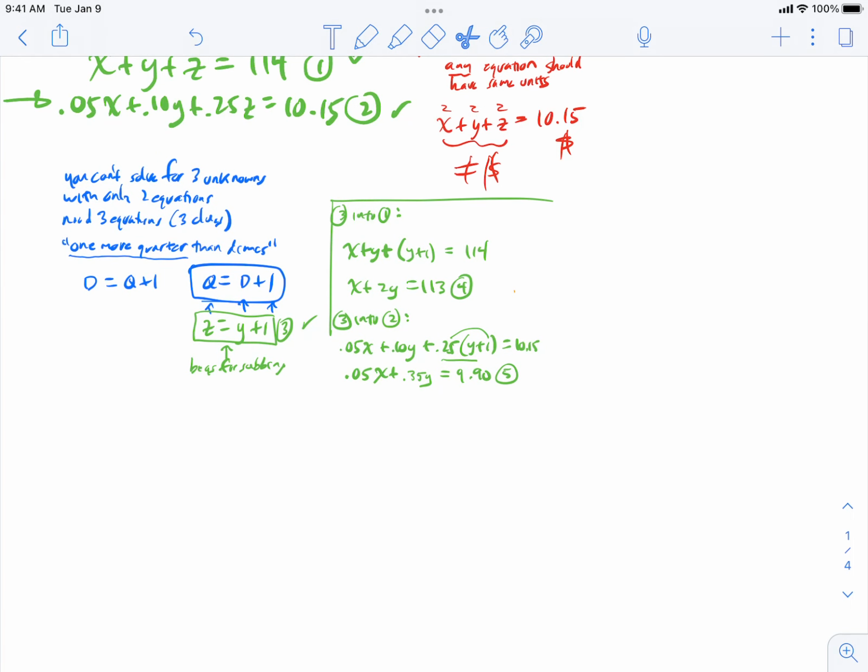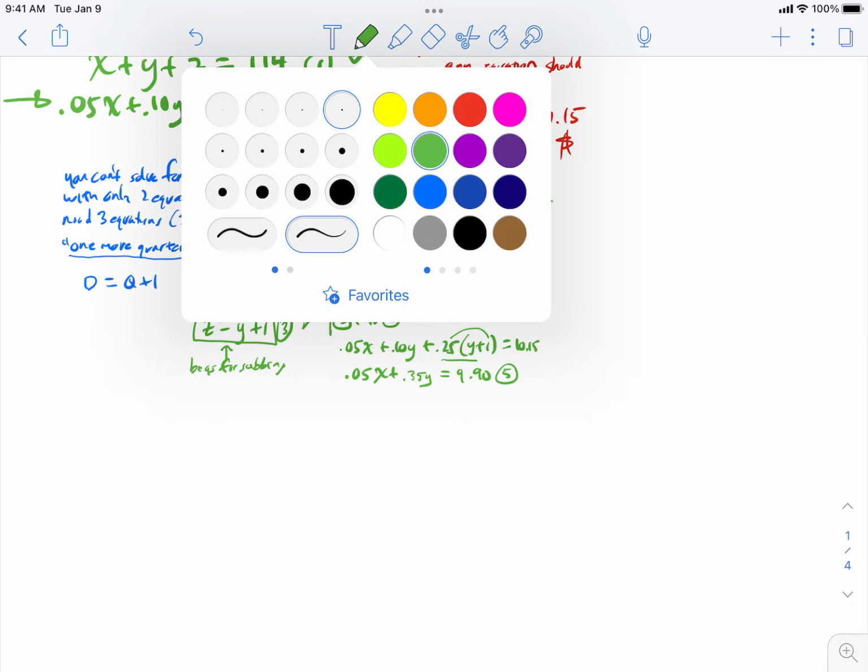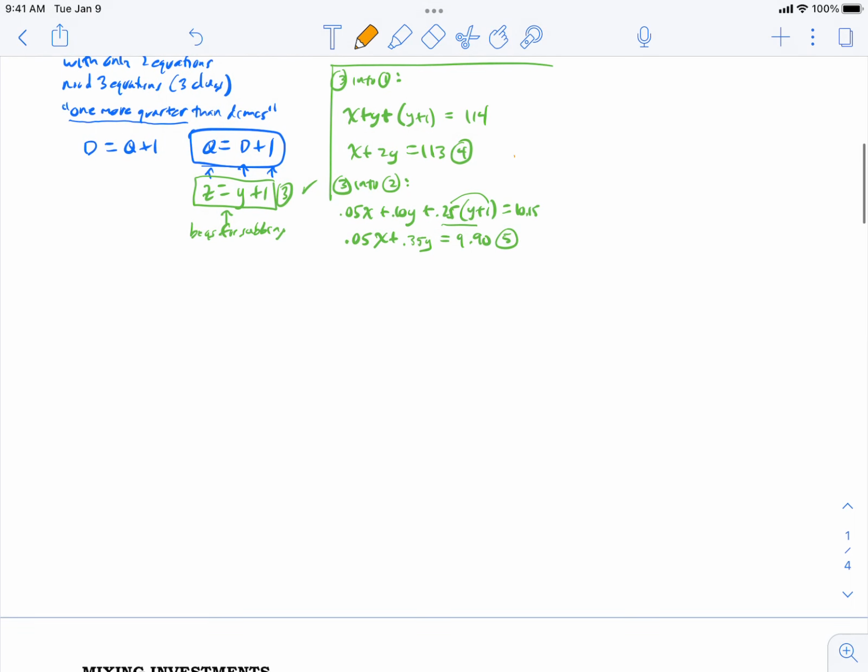Now let's solve this little 2x2 system. Let me go to a different color. So I'm looking at this equation and I'm looking at this equation. I want to solve by addition, I'm thinking. I think what I'll do is, see how I got a 0.05 and here I got a 1? I could turn a 0.05 into a 1 by multiplying by 20, right? Because 20 nickels is $1. And actually, let's multiply by -20.